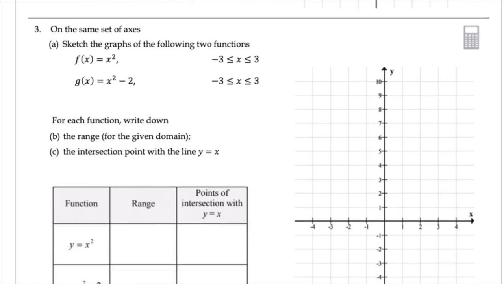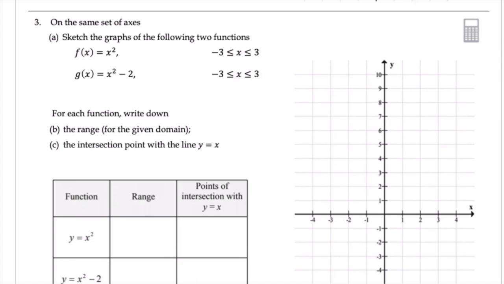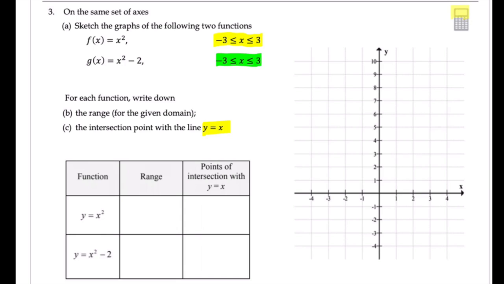Last one here, we have on the same set of axes, sketch the graphs of the following functions. We have f of x equals x squared, and g of x equals x squared minus 2. They gave us restrictions. For each function, write down the range for the given domain, and we want to look at the intersection point with the line y equals x. So again, I noticed that this is a calculator question. All I need to do is input this into my calculator to plot the points of f of x and of g of x.